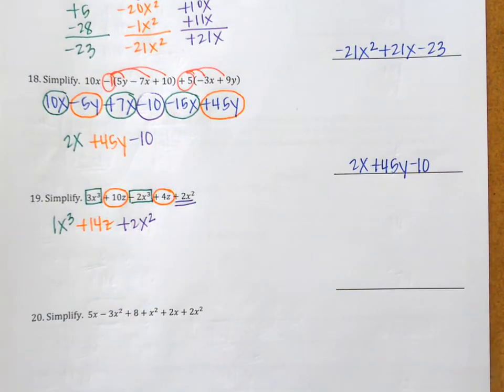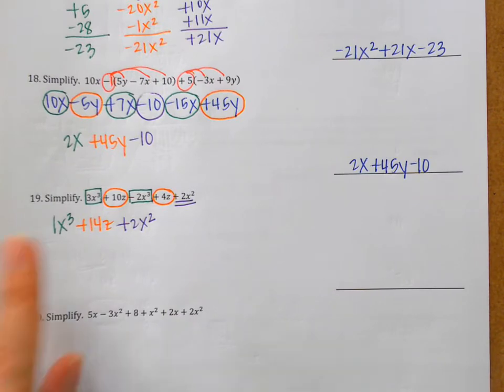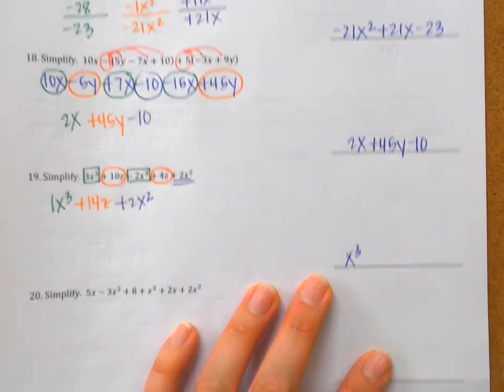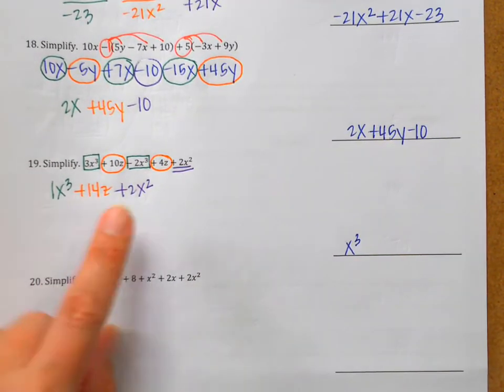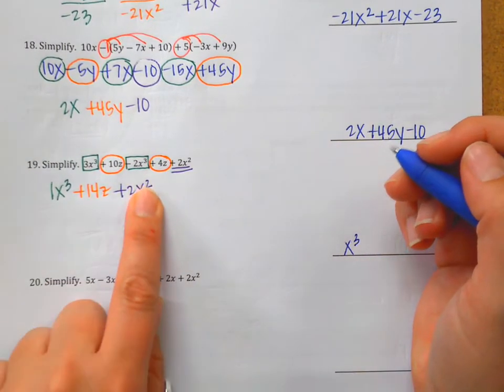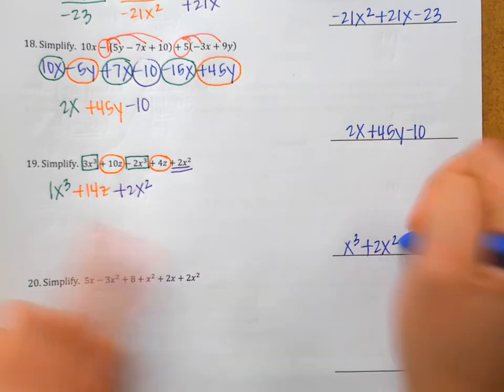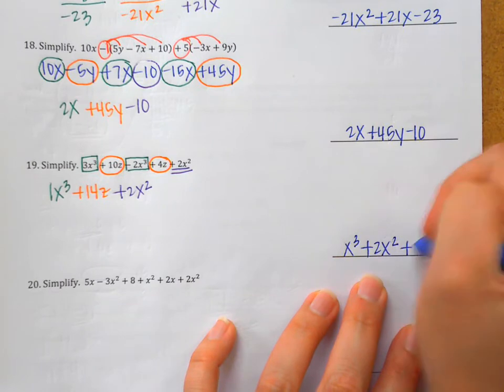So then to write this in standard form, we're going highest exponent to lowest. So 3 is my highest exponent. I'm not going to write that 1 with it. It's unnecessary. Then the 2 comes next because that has the next highest exponent of x squared. So 2x squared. And then 14z is at the end.